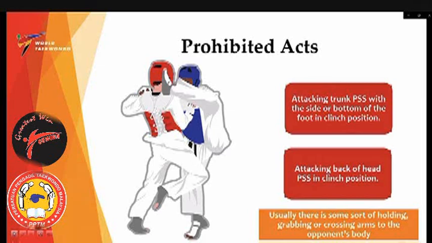Regardless of whether there's contact or not, if the intent was to kick the back of the head, then the gamjan is given. This usually happens when there's some sort of holding or grabbing or crossing of the opponent's arms to the opponent's body. So again, if the intent is clearly to attack the back of the head, then it's a gamjan.